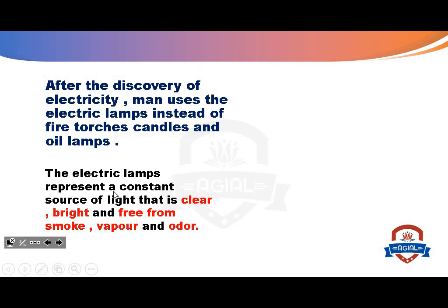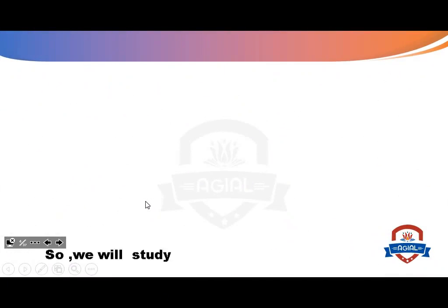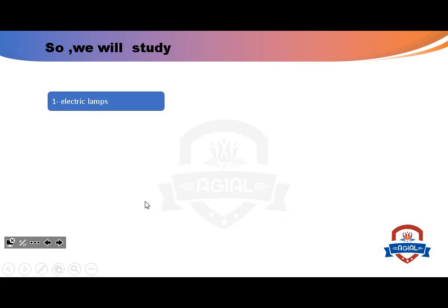The electric lamps represent a constant source of light that is clear, bright, and free from smoke, vapor, and odor. So we use the electric lamps because they are clear, bright, and free from smoke, vapor, and odor. So in this lesson, we will study electric lamps and electric circuits.